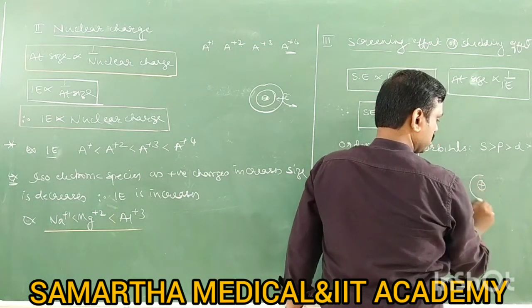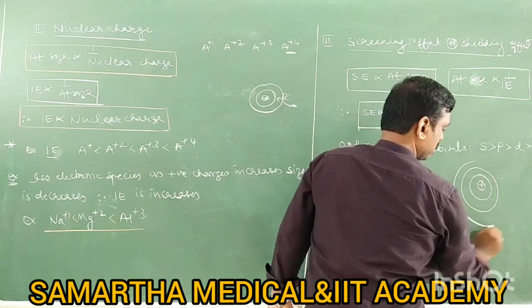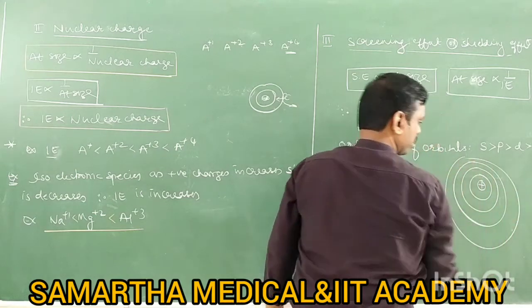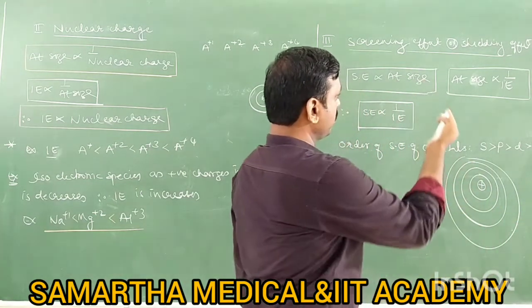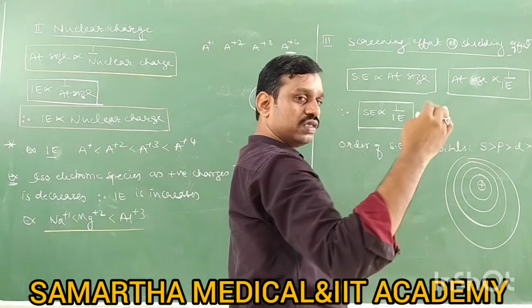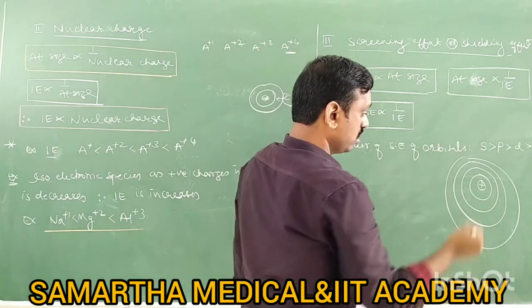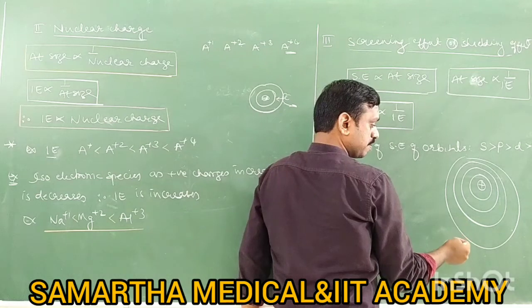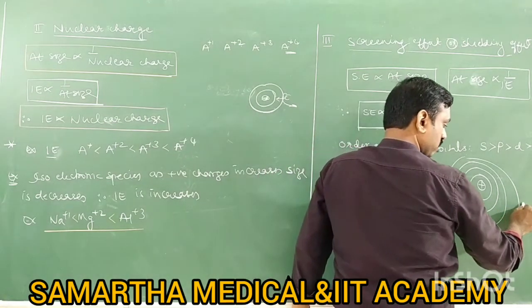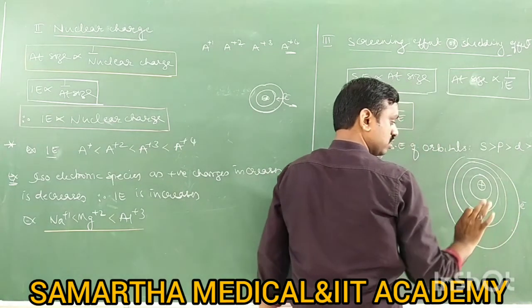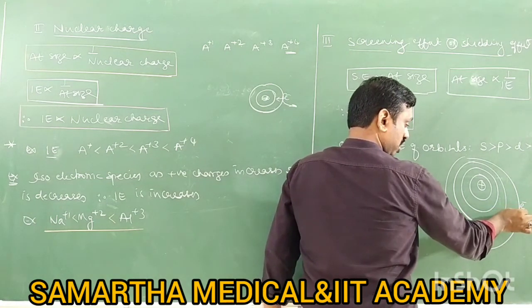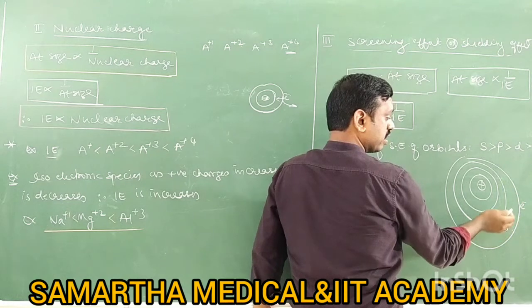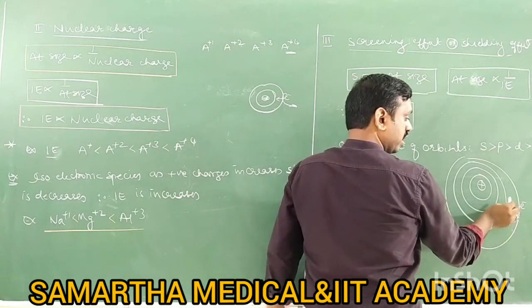It is a nucleus, first orbit, second orbit, third orbit, fourth orbit. Screening effect, its name itself gives the meaning. Screening means screen. They screen the electrons. For example, here the outermost electrons are there, like 1, 2 electrons. These outermost electrons can be screened, can be protected by inner electrons.